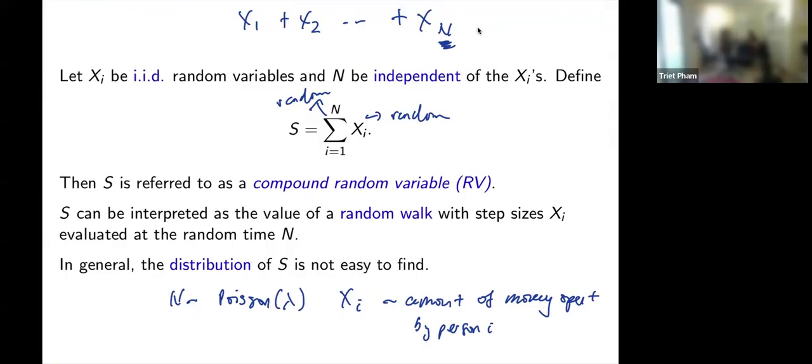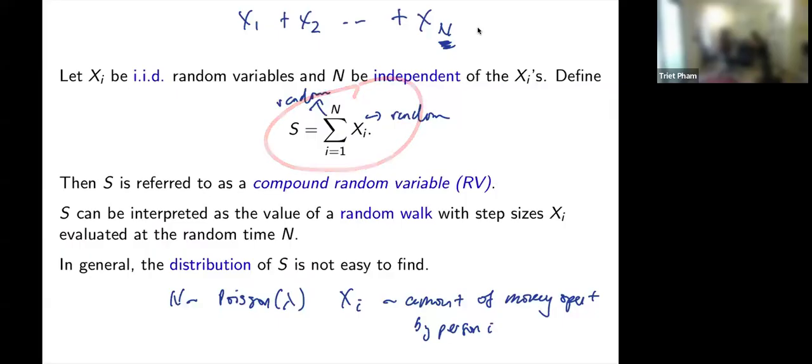And when you think about that, that's a very natural thing to happen. If you look at the total amount of money a store collects on a day, it clearly depends on how each person spends. Let's say they're all IID, which is an over-simplifying assumption, but that's fine. But that's not the only issue. The number of people arriving into the store is also random. So you sum this IID amount up to a random quantity. That's what a compound random variable does.